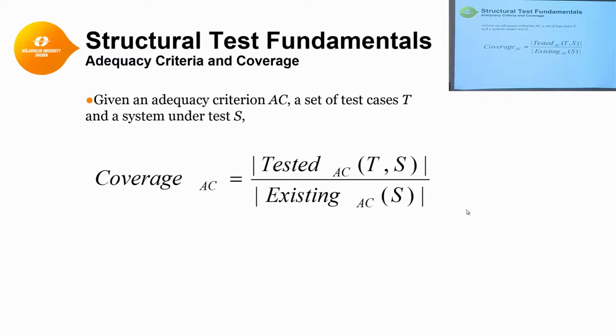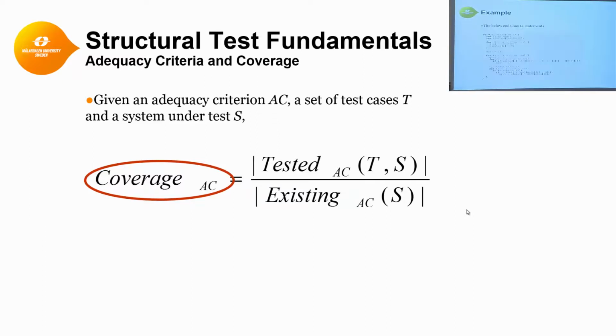It's quite easy actually. So how do you measure or calculate coverage? Well, you take the coverage of a test case or a test suite, given a certain adequacy criterion, and the system under test. It is the number of coverage items that you have tested divided by the existing number of coverage items. So this is always a number between 0 and 1, often given as a percentage. You can say I've tested 80% of my statements.